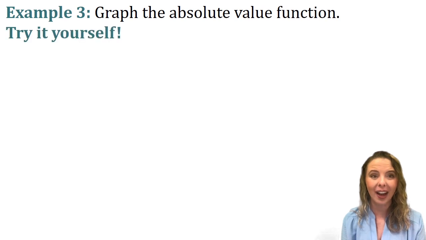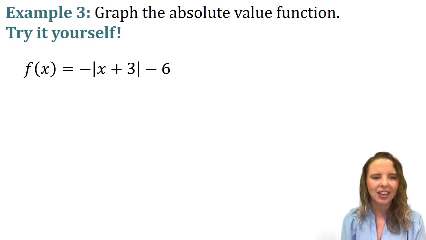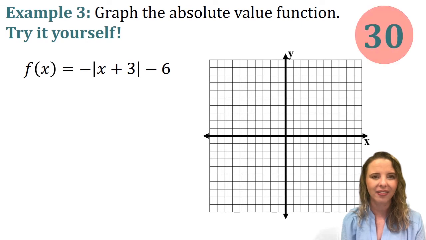Now we have one more problem. And once again, we're going to graph the absolute value function, but you're going to try it yourself. f of x equals negative 1 times the absolute value of x plus 3, minus 6. There's the graph. At least, even if you don't graph it, at least determine the translations. You have 30 seconds. Begin now.